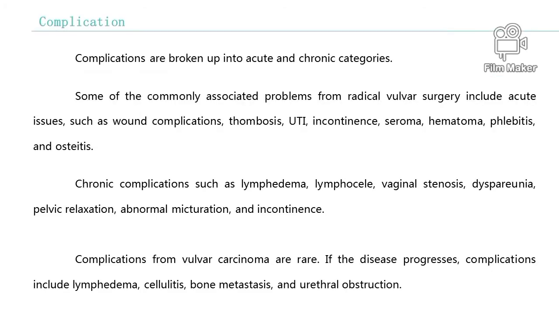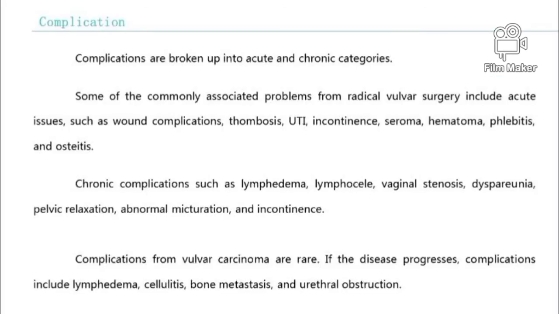Complications are broken up into acute and chronic categories. Some of the commonly associated problems from radical vulvar surgery include acute issues such as wound complication, thrombosis, UTI, incontinence, seroma, hematoma, phlebitis, and osteitis. Chronic complications include lymphedema, lymphocele, vaginal stenosis, dyspareunia, pelvic relaxation, abnormal micturition, and incontinence.